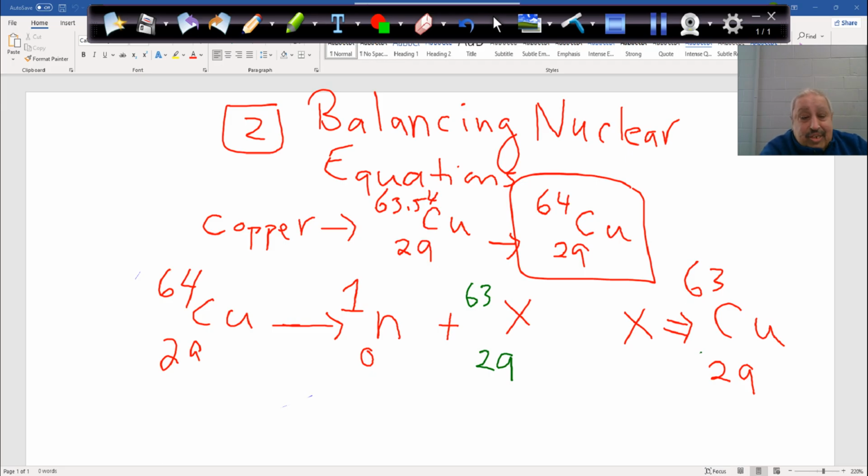Why isotope? Because they have the same atomic number, the same charge, but they differ in atomic masses. One is 64, one is 63, due to the number of neutrons. Correct? Due to the number of neutrons. So that's another copper, another isotope of copper.